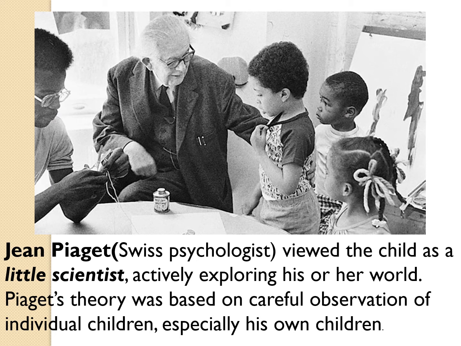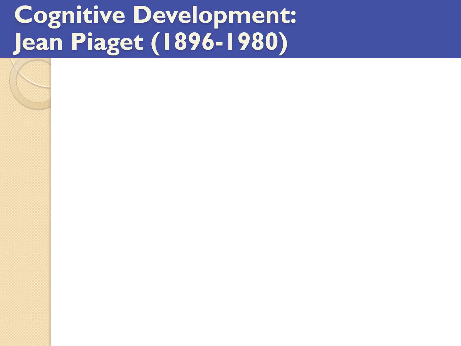Now here's Piaget. He's a Swiss psychologist, and he always thought of children as little scientists, that they were always exploring their world, that they used all of their senses to try and figure out that world, to build that cognition, to build that understanding. And he really liked to observe, interact with them, and learn everything he could about children.